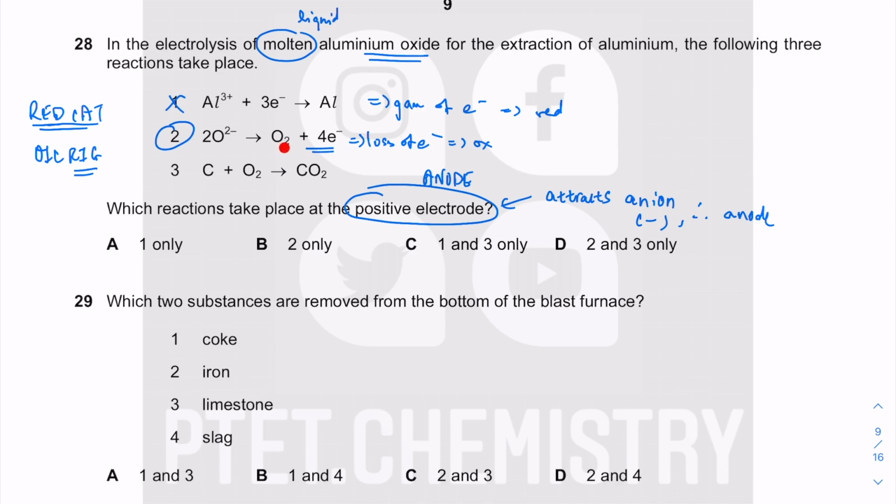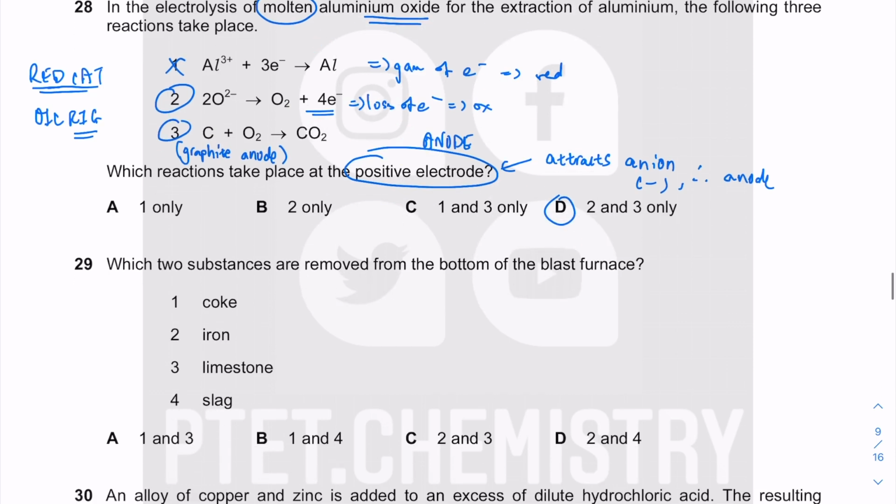But then as you produce the oxygen, it can also react with the graphite anode. Okay, so this graphite anode is the electrode for the anode. Carbon can react with the oxygen produced to give you carbon dioxide as well. So that's why you have to replace the anode from time to time.